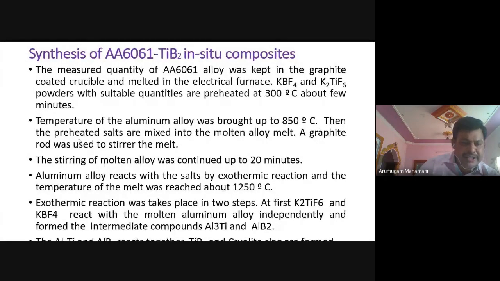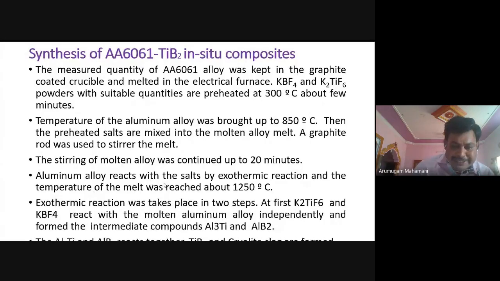Then the preheated KBF4 salt is mixed into the molten metal. A graphite rod is also used to stir the melt. This stirring of the molten alloy was continued for 20 minutes, so you need to stir continuously for 20 minutes. While stirring, the reaction takes place between the KBF4 and the aluminum melt.